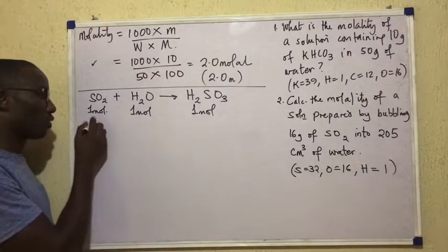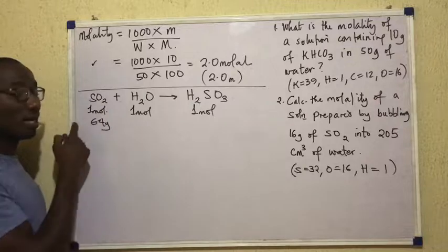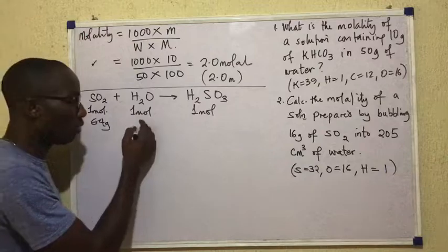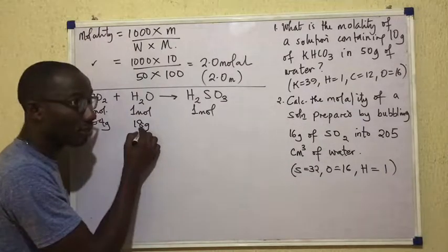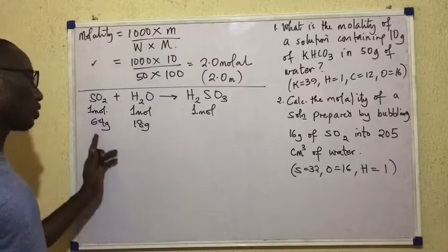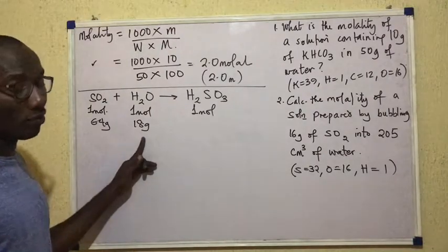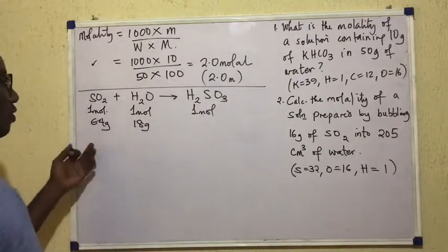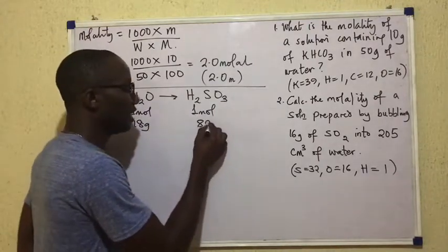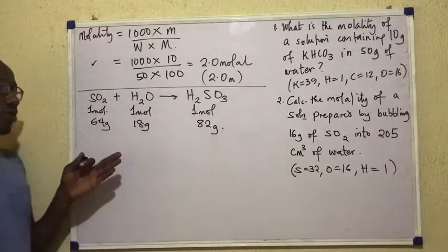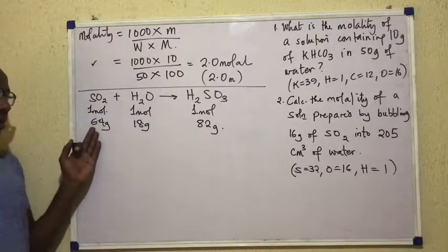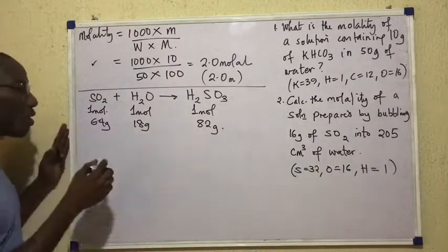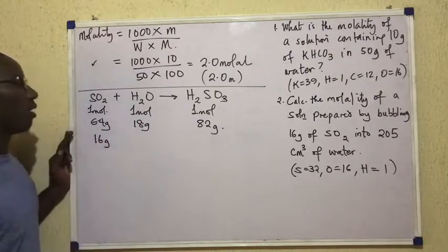This 1 mole of SO2 is 64 grams. If you calculate S and O2 from the provided values there, you have 64 grams. Then 1 mole of water is 18 grams. And then 1 mole of H2SO3, you can just add up here based on the law of conservation of mass instead of solving. But fine, if you want to calculate the molar mass from there, you could. But what you get here is 82 grams. So 82 grams of H2SO3 is obtained when 64 grams of this guy is dissolved in 18 grams of that guy. But now we're using 16 grams only of SO2.